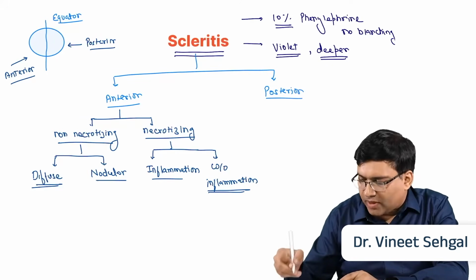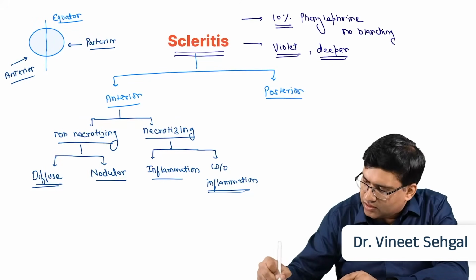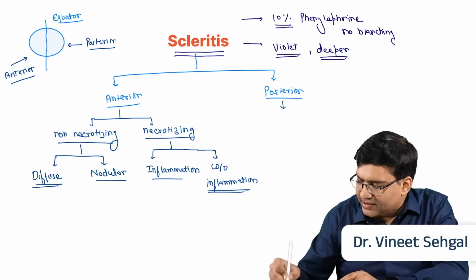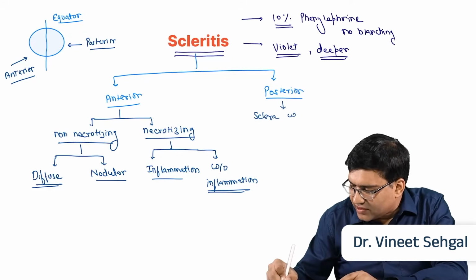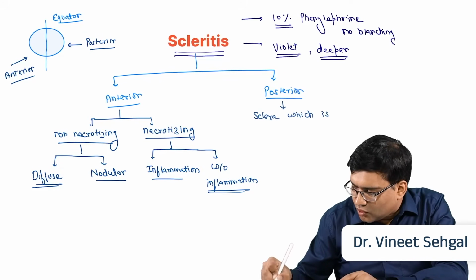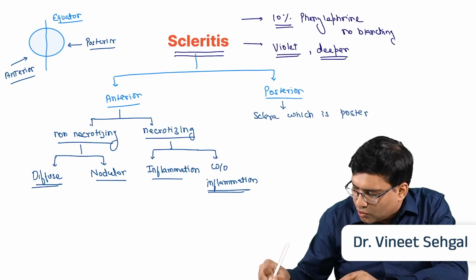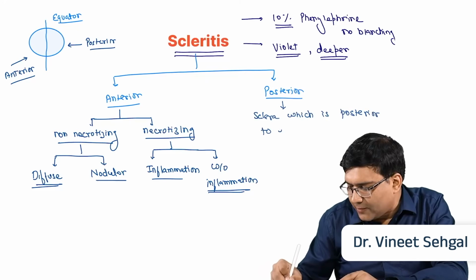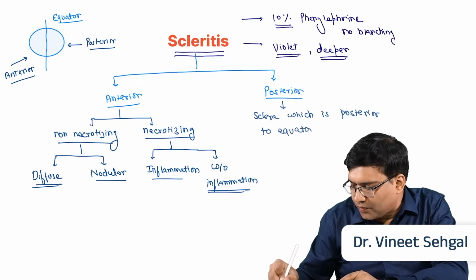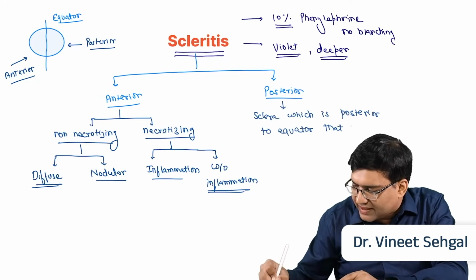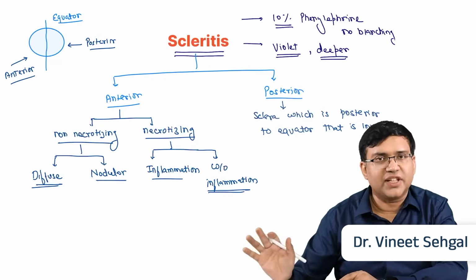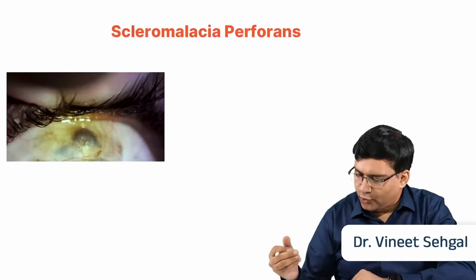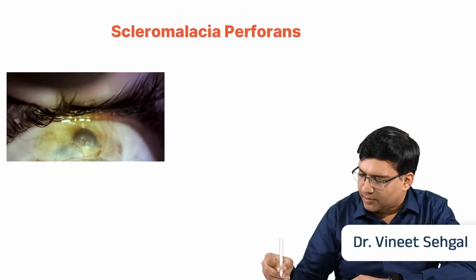And when we talk about the posterior scleritis, here we are having the sclera which is posterior to the equator that is involved. So this is the basic classification. You understand? Now a few words regarding the scleromalacia perforans, which was a previous year question.